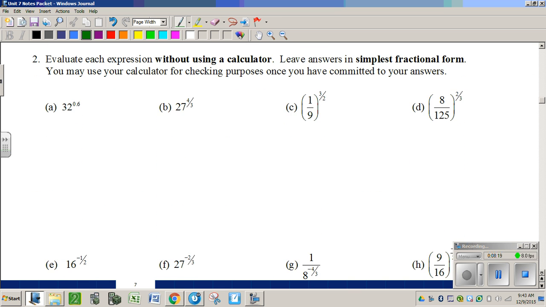Now we're going to do all these next ones without our calculator. On your quiz and your test, you're going to be asked to evaluate a number raised to a fractional exponent, and you're going to have to show all of your work.